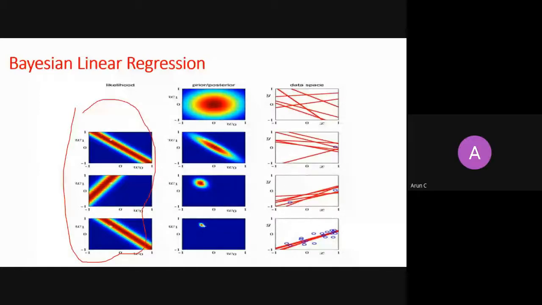Can you see this? I'm running a marker on the slide. I can see the drawn outline. Which slide are you seeing now? Bayesian linear regression. So it is figure 3.7, right? You can see that figure 3.7. Yes, sir.